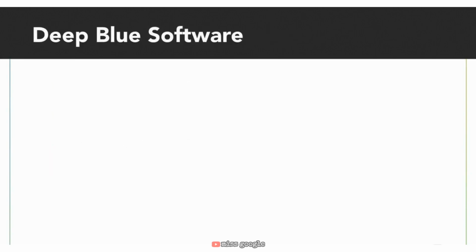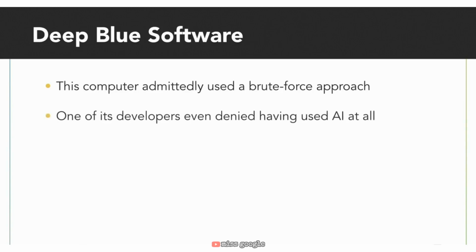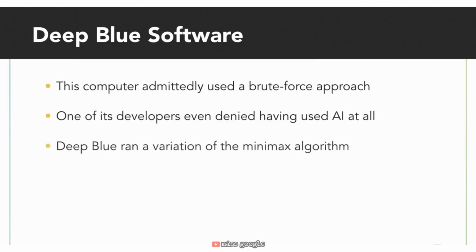So, what was the software running in Deep Blue? Well, Deep Blue admittedly used a brute force approach, and as you'll see, this is not necessarily bad. Furthermore, one of its developers even denied having used artificial intelligence at all in Deep Blue. Today, however, all of the techniques used by this computer are considered part of the numerous tools in AI. To be more specific, Deep Blue ran a variation of Minimax, a tree search algorithm.